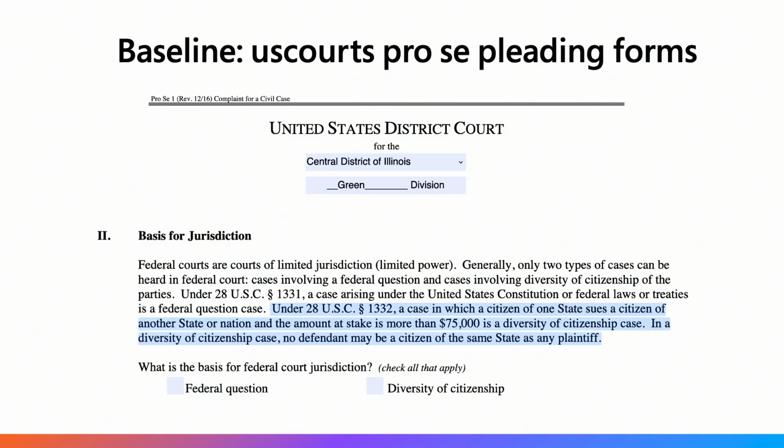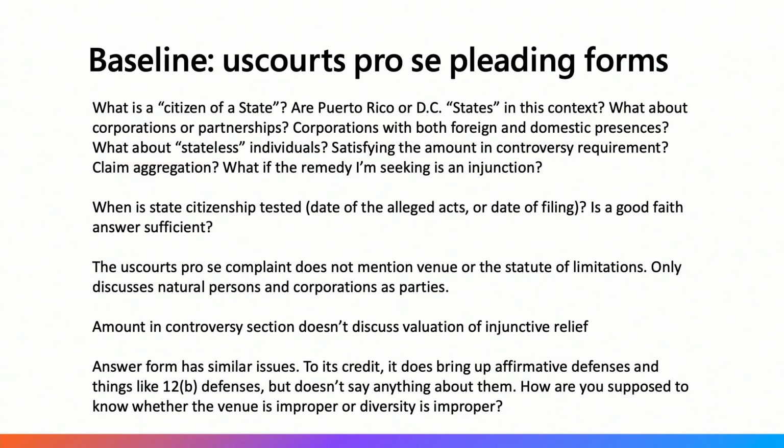The basis for jurisdiction section, so they do give you the options of federal question or diversity of citizenship. The explanation they give you for diversity of citizenship is just woefully inadequate. There are large swaths of diversity suits that are not covered by the description they give you. In fairness, what are you going to do? It's super complicated. You can't have people filling out reams of forms to determine whether they fit within this really complex parameter.